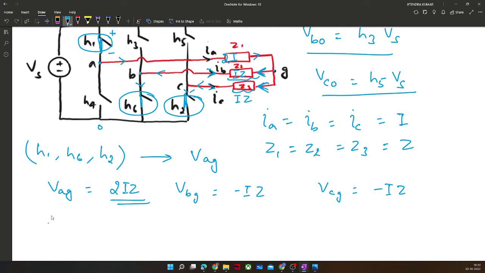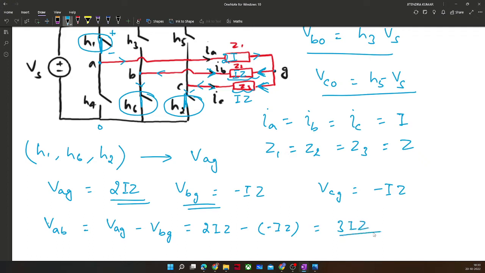Now we need to find out the line voltage VAB. Can I write VAB in that manner, VAG minus VBG? Definitely, I can write it in this manner. We know VAG, we know VBG: 2IZ minus minus IZ, so it will come out to be 3IZ. So this is the line value of VAB.